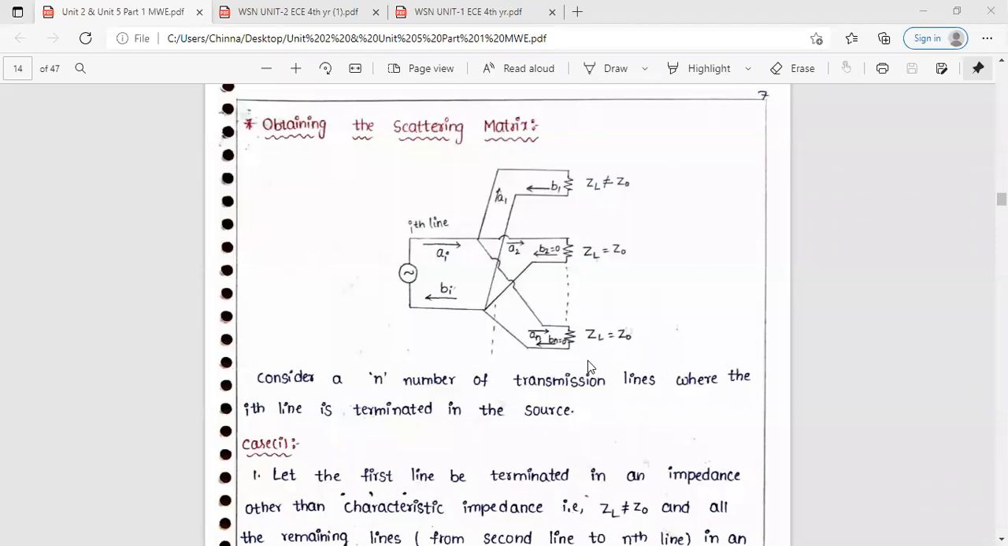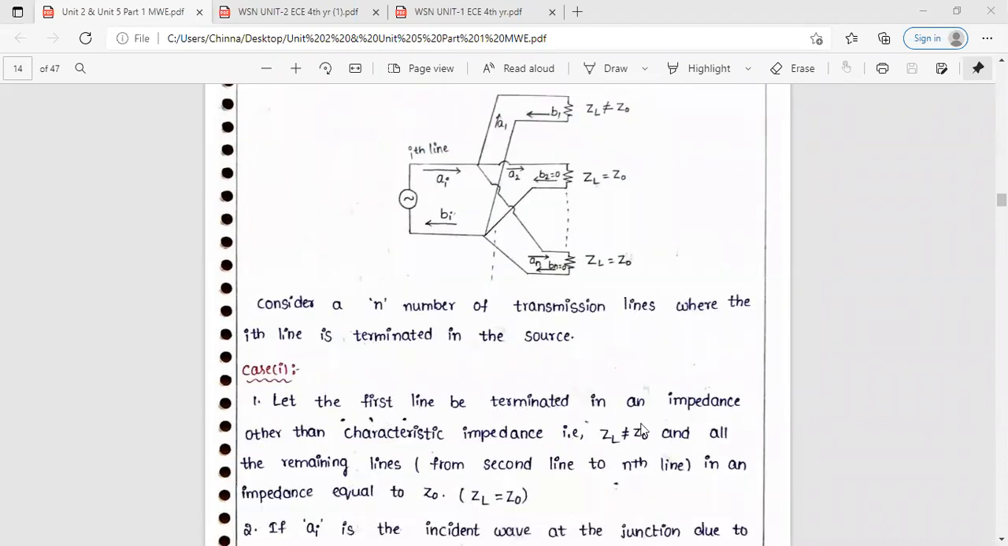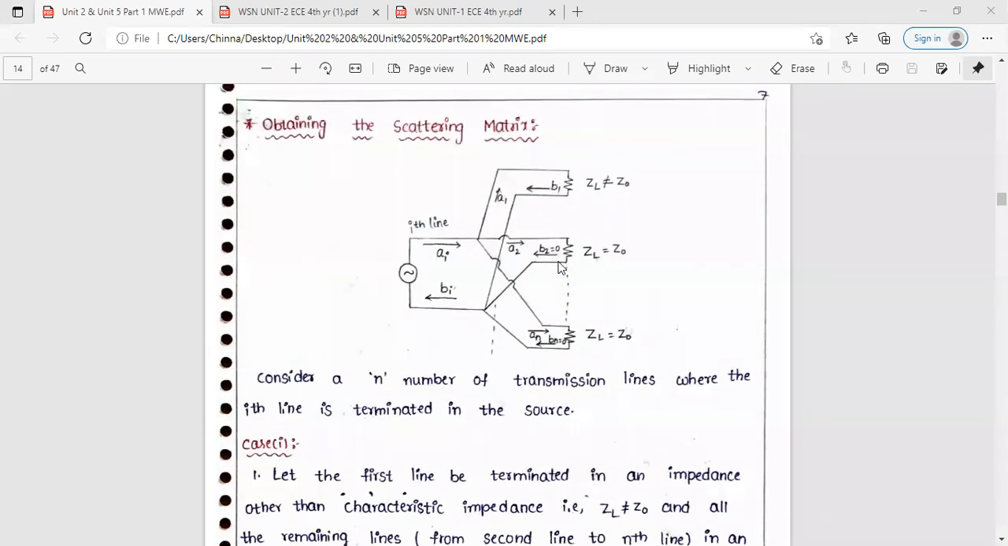Here in the diagram you can see ZL not equal to Z0 for the first line, and ZL equal to Z0 for the others. That indicates the impedance load will be exactly matched. The first line is terminated in an impedance whose characteristic impedance doesn't match Z0. All the remaining transmission lines are equal to Z0, and ZL is not equal to Z0 for the first line.